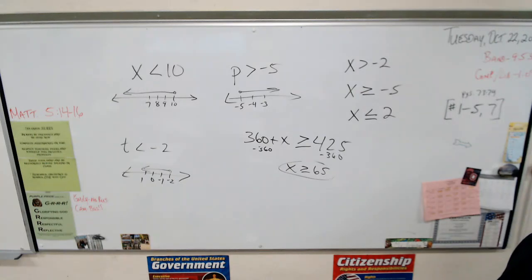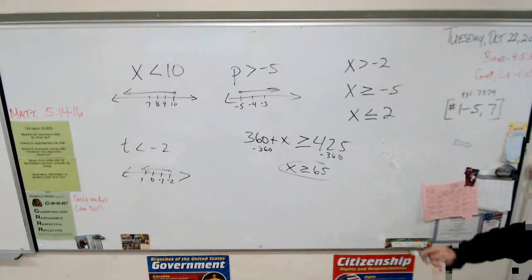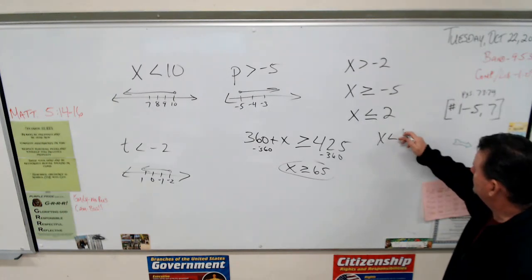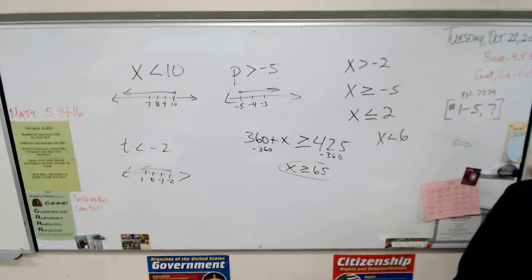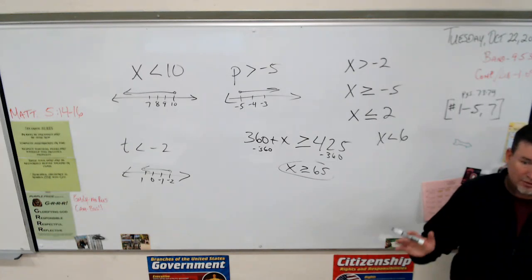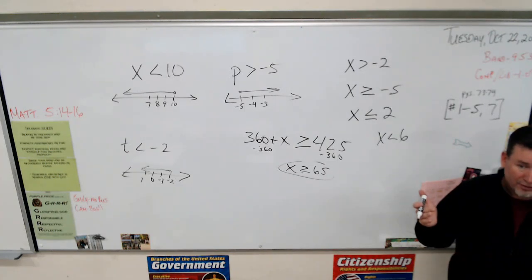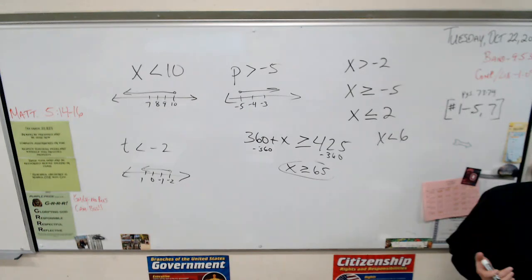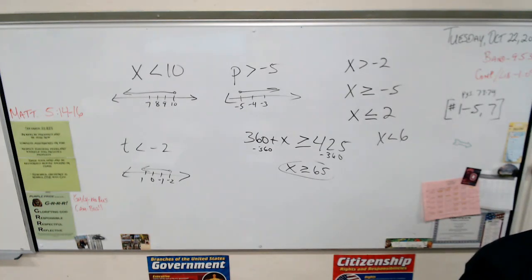And number 13. X is less than 6. It's an open circle. 6 is not included. X is less than 6. Miss Jade, I thought you had something else. Did you have to do 14, 15, 16, or 17? No. All right.